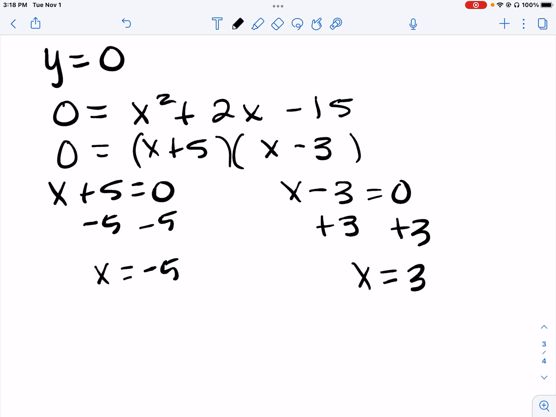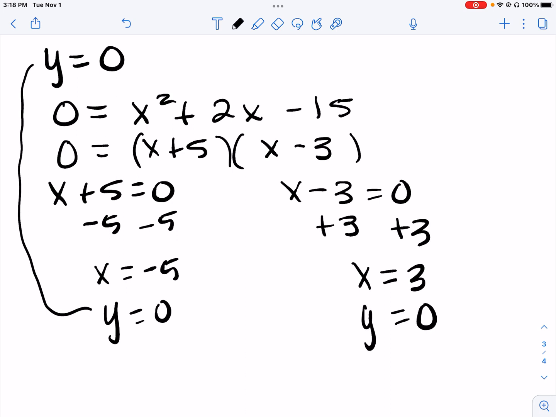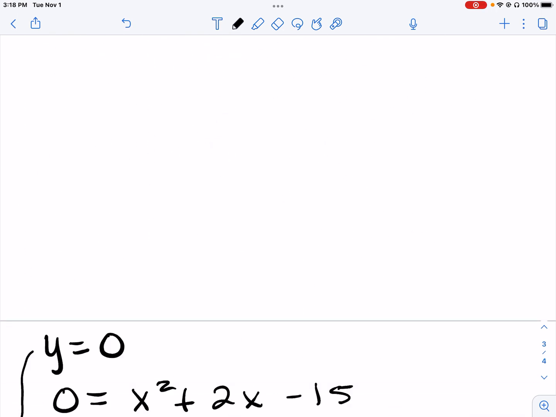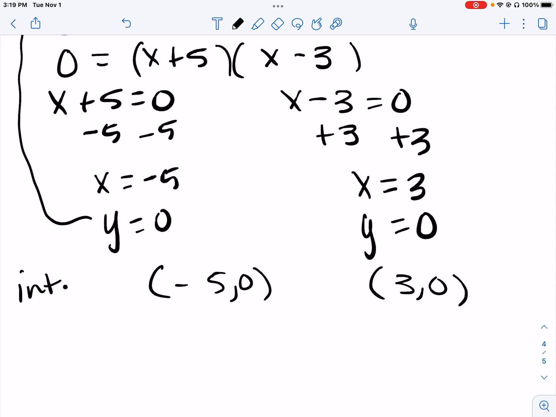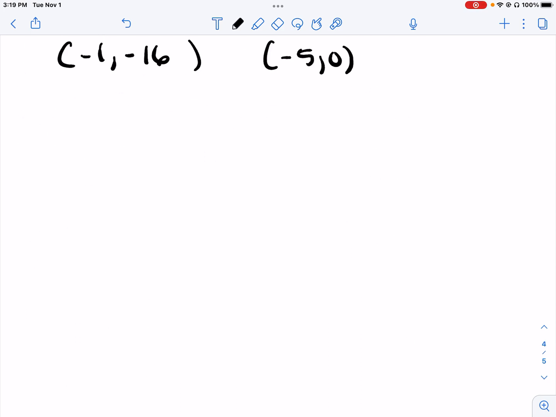Okay, so we got these by setting y equal to 0. That means there's 2 points right there that we plot. These are called the intercepts. So those are our intercepts that we're going to graph. So what was my first point? Negative 1, negative 16. Negative 5, 0. And 3, 0 are the points I'm graphing.